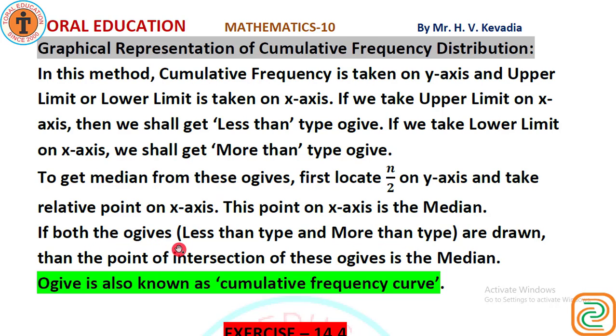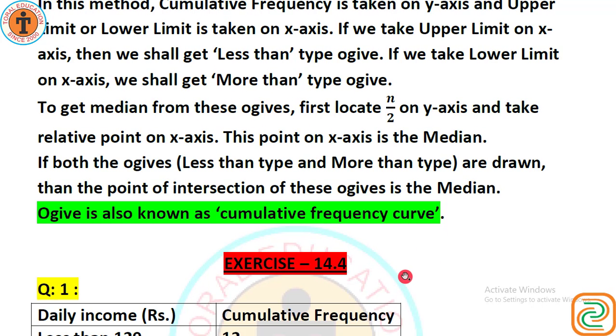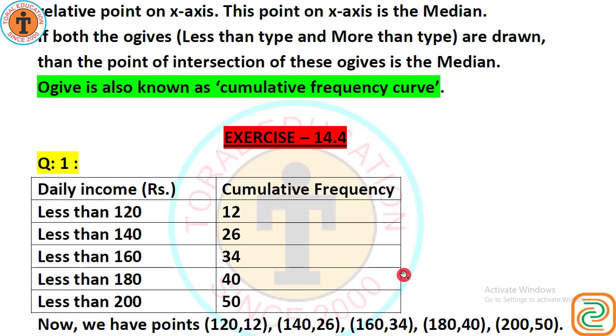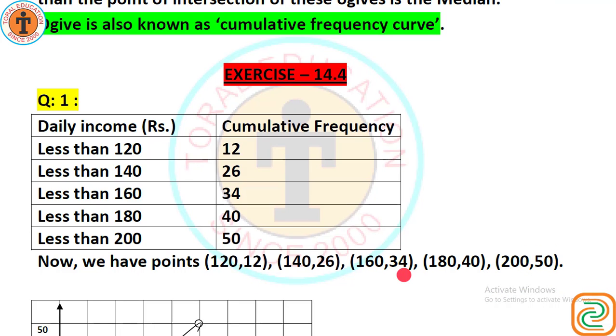If both the ogives, less than type and more than type, are drawn, then the point of intersection of these ogives is the median. Understood? We will see in the exercise. Ogive is also known as cumulative frequency curve. Let's see Exercise 14.4.